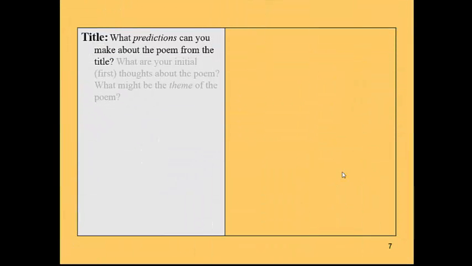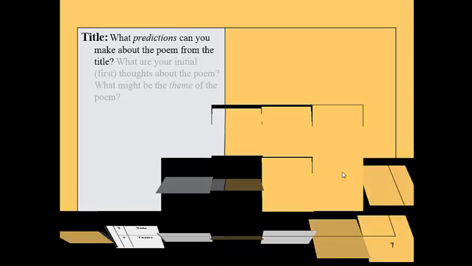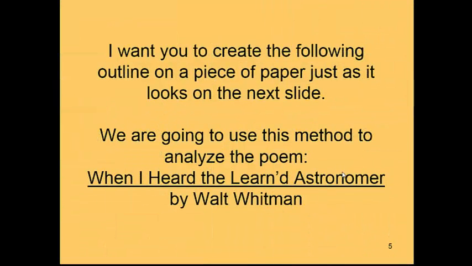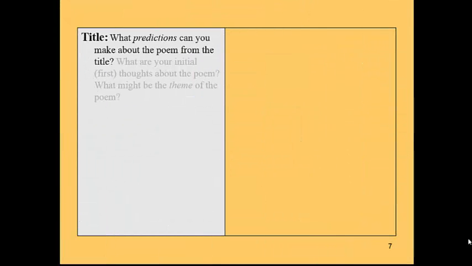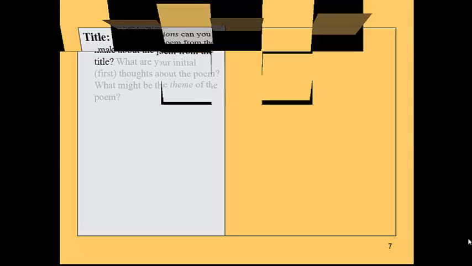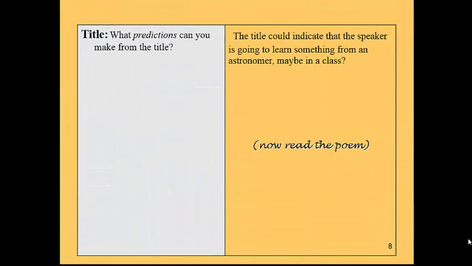So the first thing we're going to do is look at the title, right? Let's go back here and look at the title. When I Heard the Learned Astronomer. So without even reading, we're going to write down what we think this poem is about based on the title. What predictions can you make about the poem from the title? So I simply wrote the title could indicate that the speaker is going to learn something from an astronomer, maybe in class. Okay? Simple. Do not overthink it. It doesn't have to be long.